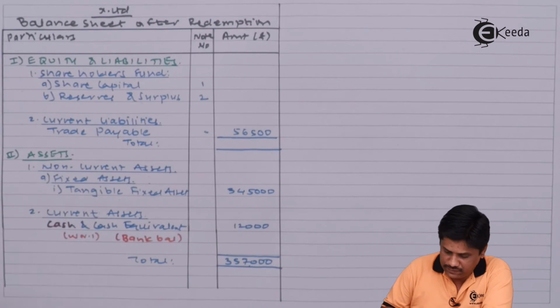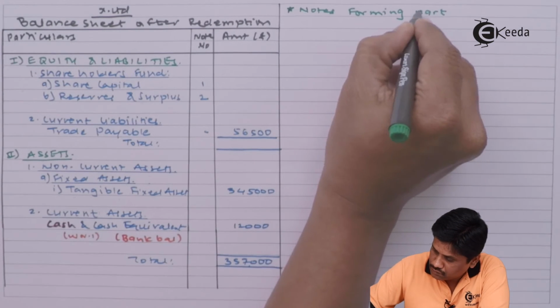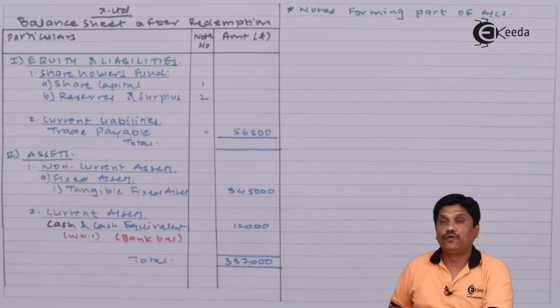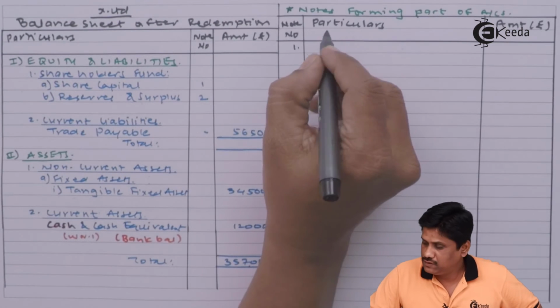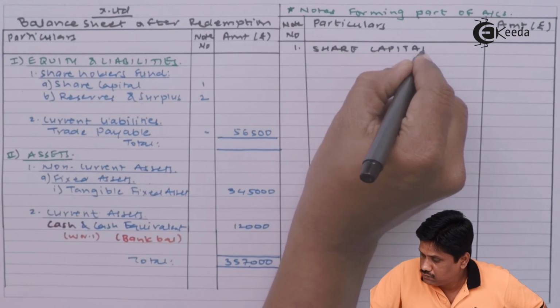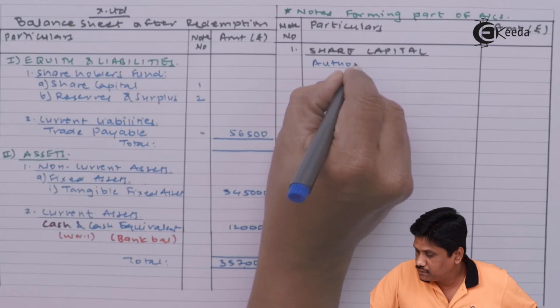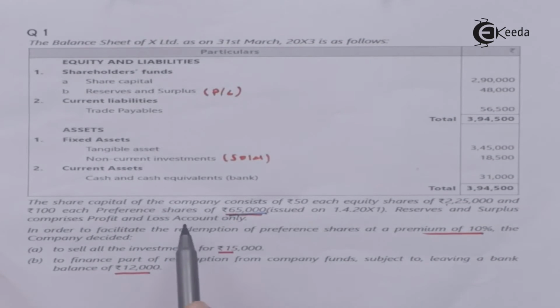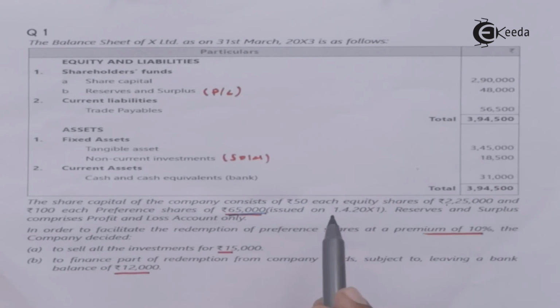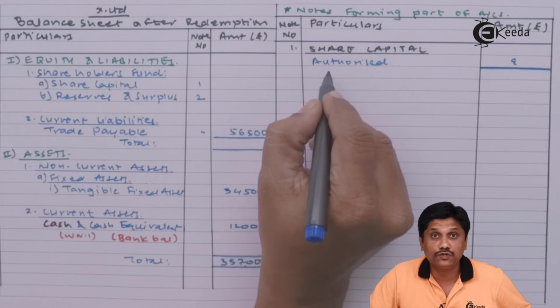So notes we are drawing. Notes forming part of accounts. Note number one, share capital. In share capital, first and foremost, we will write authorized capital. Looking at the question, they have not given you authorized capital, they gave you share capital consisting of these things. Since the question has not given authorized capital, we'll put it as a question mark. Then I will write issued, subscribed and paid up.